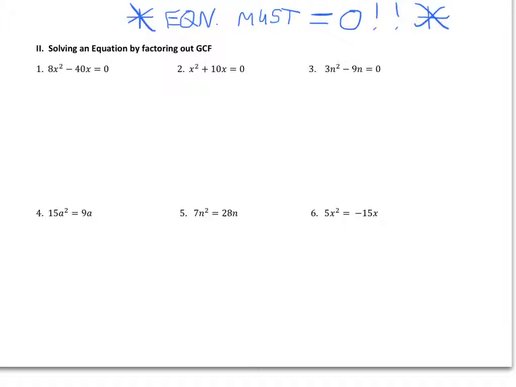All right, this is the last lesson of 8.5. Now we're going to solve and we're going to factor out the GCF. Now you can see what I have written above it in blue. Take that down, very important.